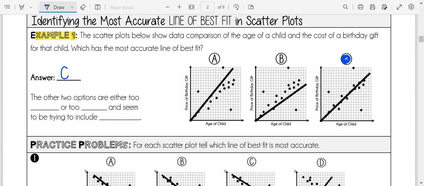A goes kind of over top most of the points. B kind of goes below them. But C has that line kind of going through the middle. So that would be our line of best fit. The other two options, like we just said, are either too high or too low, and they seem to be trying to include outliers. If we take a look at those pictures, these points would be considered outliers on our graphs, and we don't want to move our line based on those outliers. We do not consider those when we're trying to do our line of best fit. We just want it to fit mainly in the middle.